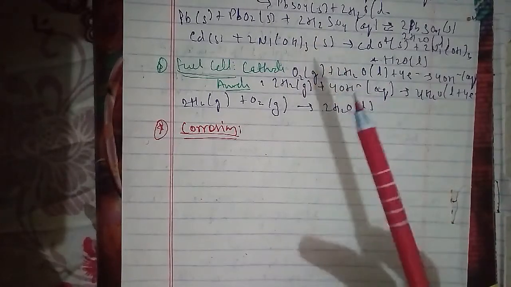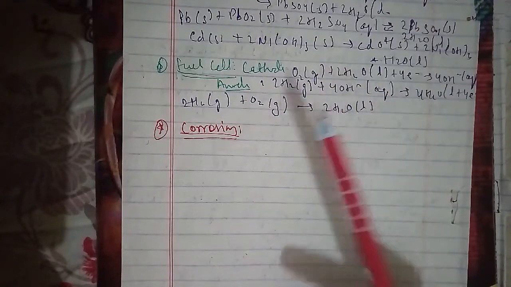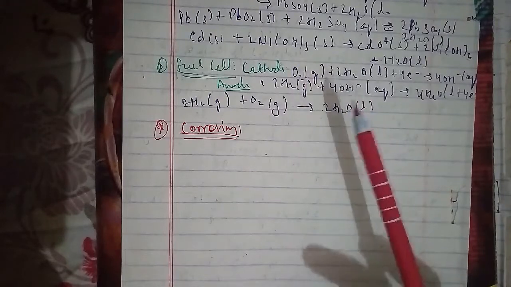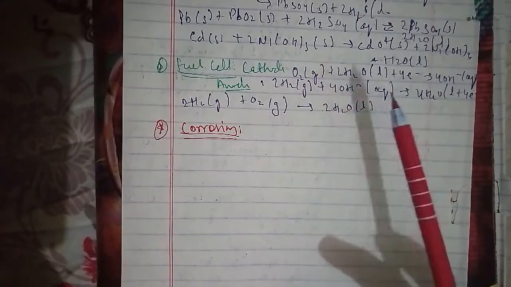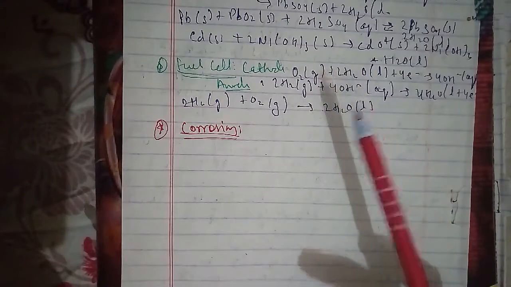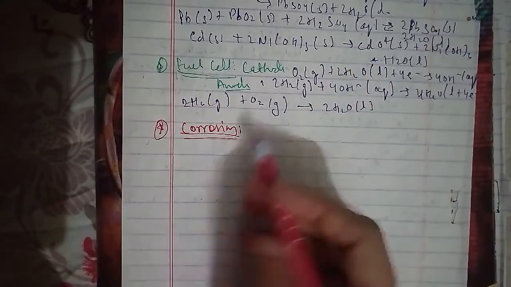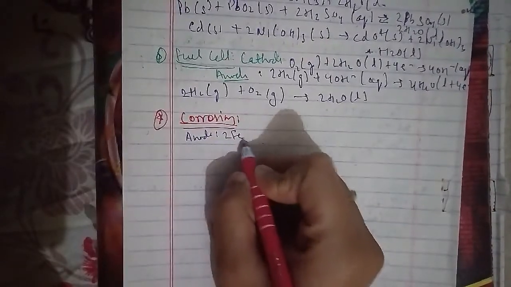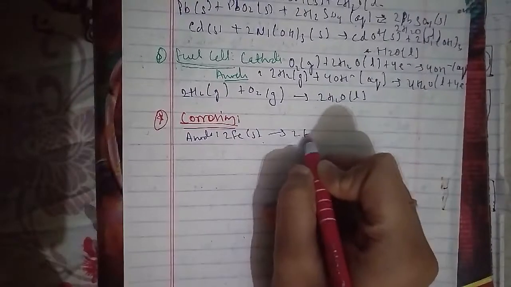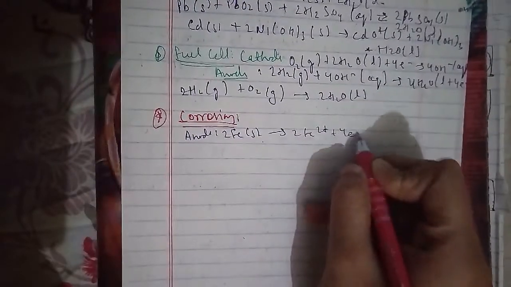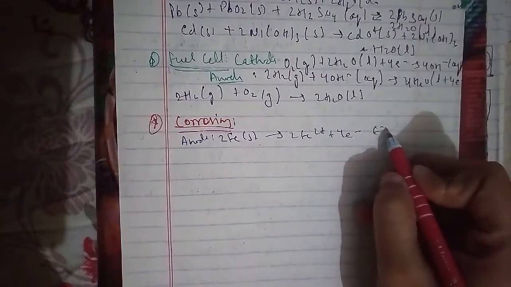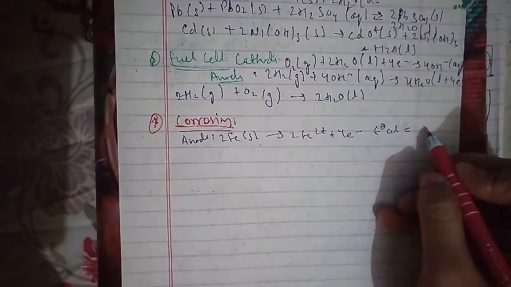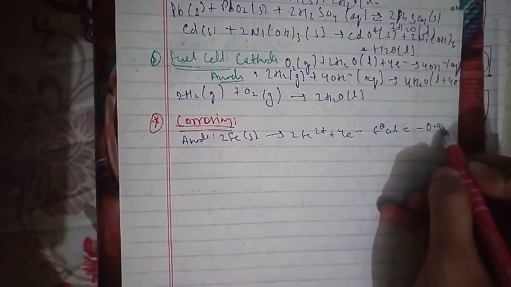The chemistry of corrosion is quite complex, but it may be considered essentially as an electrochemical phenomenon. At a particular spot of an object made of iron, oxidation takes place and that spot behaves as the anode, and we can write the reaction. For the anode, we have 2Fe giving 2Fe2+ plus 4e-, with E cell for Fe2+/Fe equal to -0.44 volt.